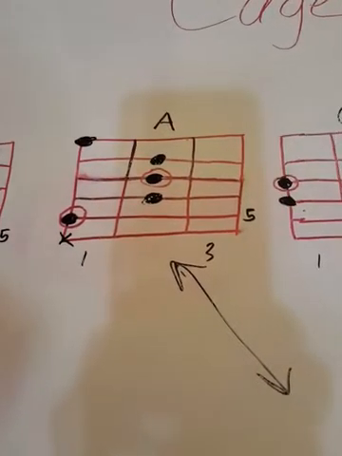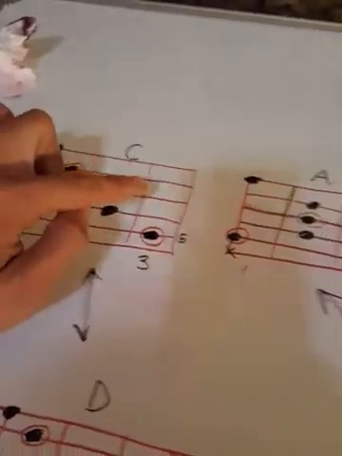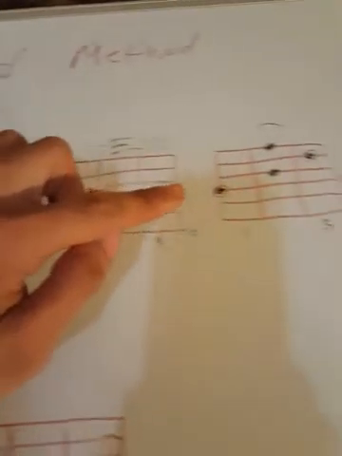All right, Daniel here. I'm going to talk to you today about the CAGED method. The CAGED method, as you may or may not know, is basically taking the open chord shapes of C, A, G, E, and D, and transposing them on the guitar from their open shapes, which means you're using open strings. See that? C, A, G, E, and D.